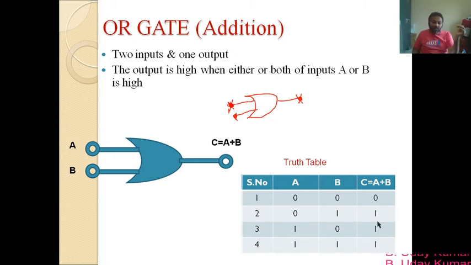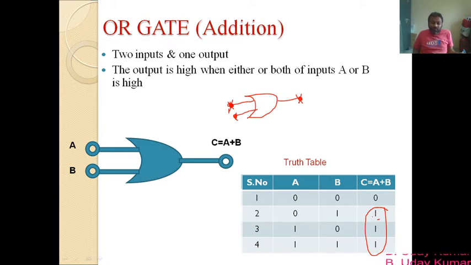So based on this truth table, we can define this OR gate. The definitions you can write in many ways, but anyway, from this truth table we can define the OR gate. So observe these outputs. The output is high in these three cases, right? The output is high in these three cases.